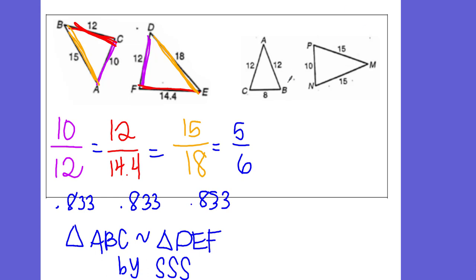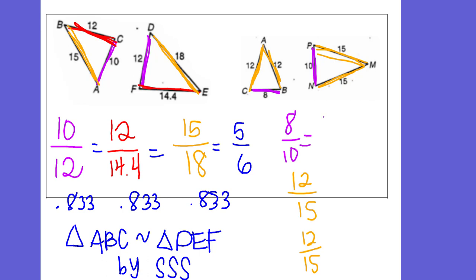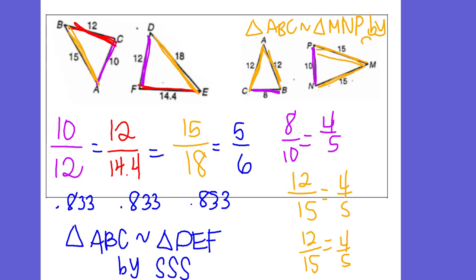And then on this next one, I'm going to match up the short side, which is 8, with the short side, which is 10. And then the long side, which is 12, over, it doesn't matter which one because it's isosceles. So I'm going to do it twice just to prove a point that I gotta check all three pairs of sides, but this one's special because it's isosceles. 8 over 10 reduces to 4 over 5. And 12 over 15 also reduces to 4 over 5. And so that's enough to say that yes, triangle ABC is similar to triangle MNP by side, side, side.